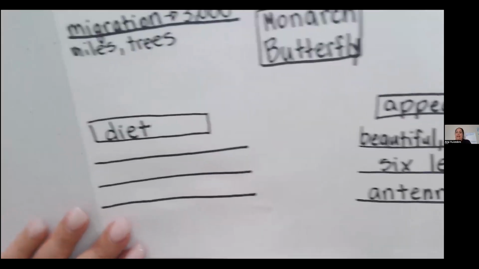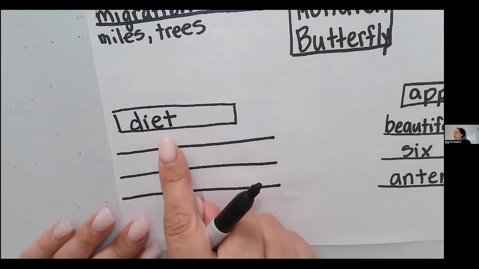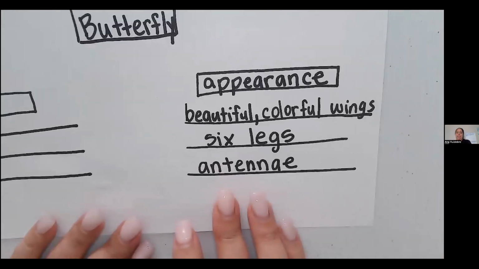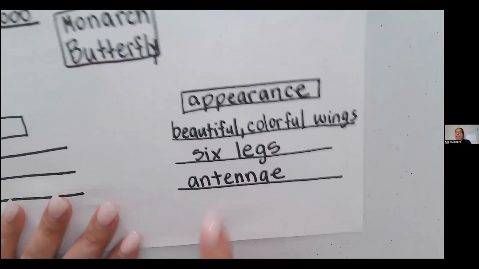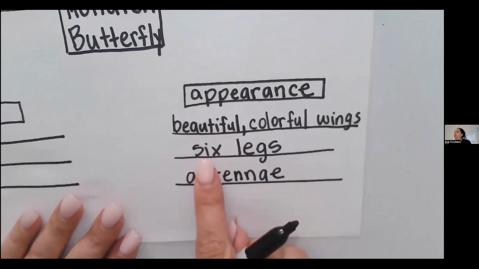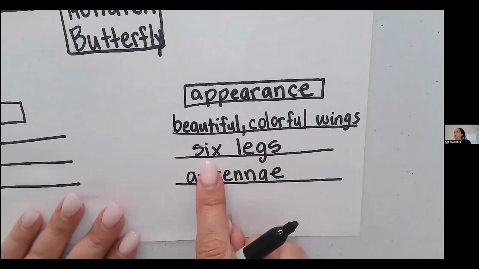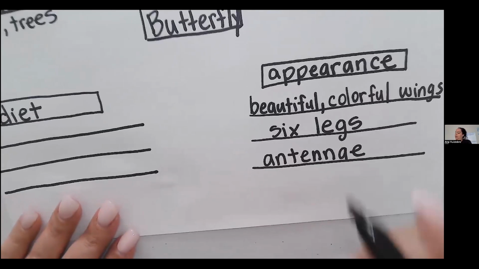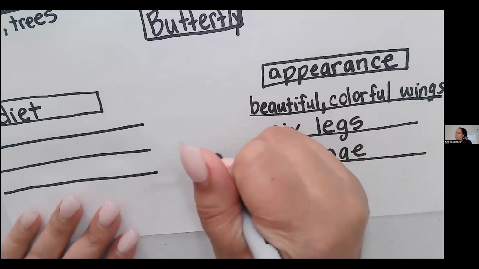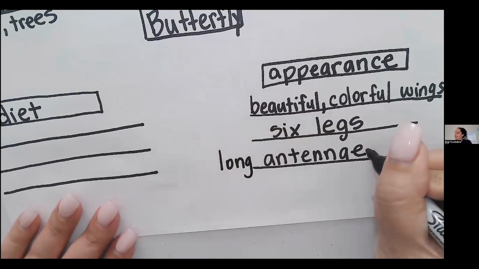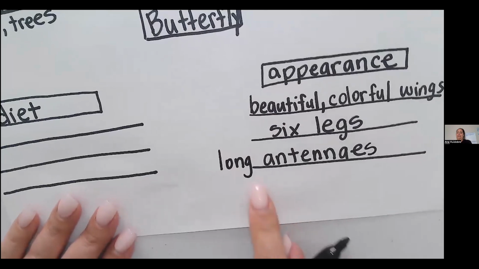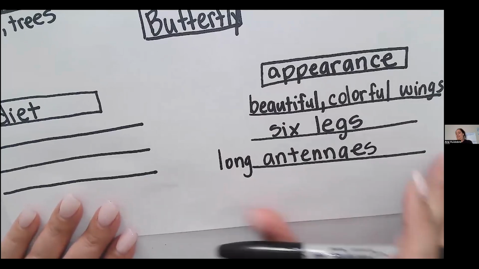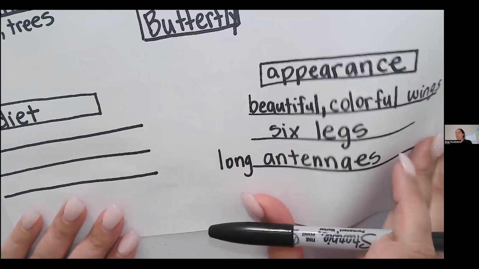So now let's go ahead and do the last one. Here it's the diet. So what do they eat? Oh, you know what? I didn't put an adjective for antenna. Legs, 6 legs. 6 is an adjective because when you use a color or a number, that's an adjective. Antenna. How about long? How about long antennas? Long antennas. All right. Forgot. Right. So diet.